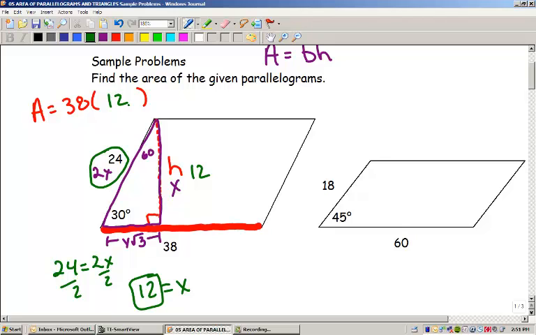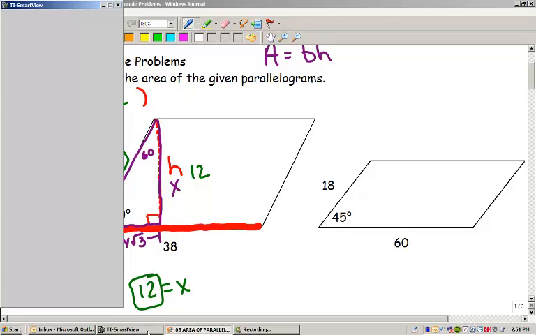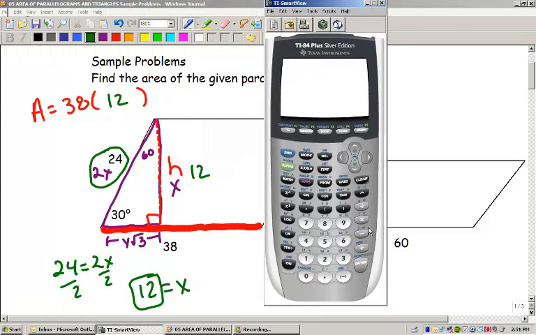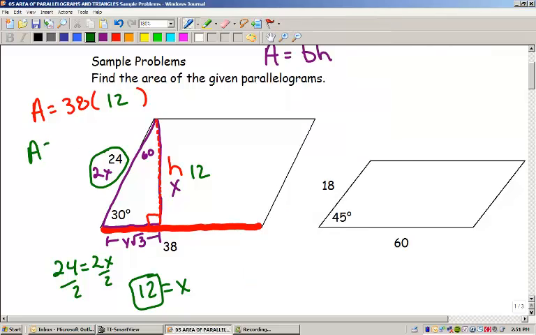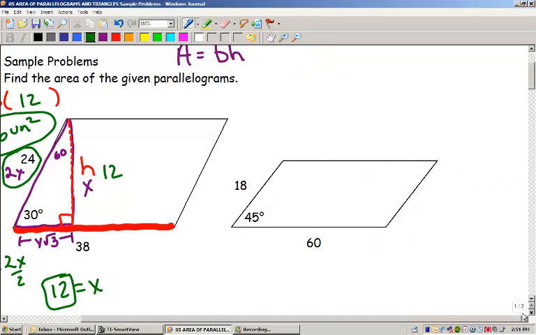So the area of that parallelogram is going to be 38 times 12. We can get our calculator out now. 38 times 12, and that gives me an answer of 456. And again, we are dealing with area, so it should be units squared, since they're not telling me what my units should be. So there is the answer. Okay, let's take a look at the next problem.